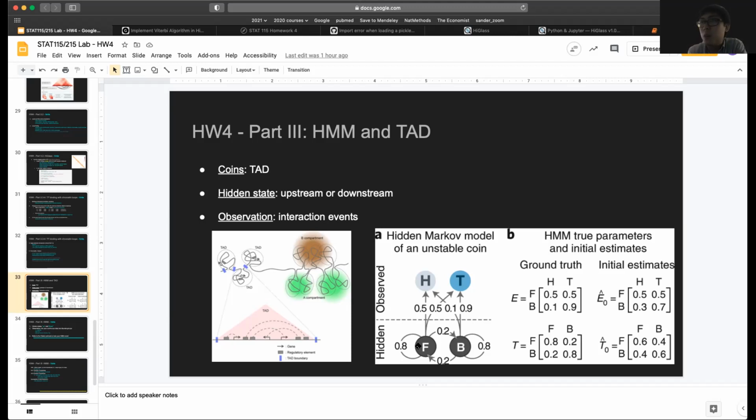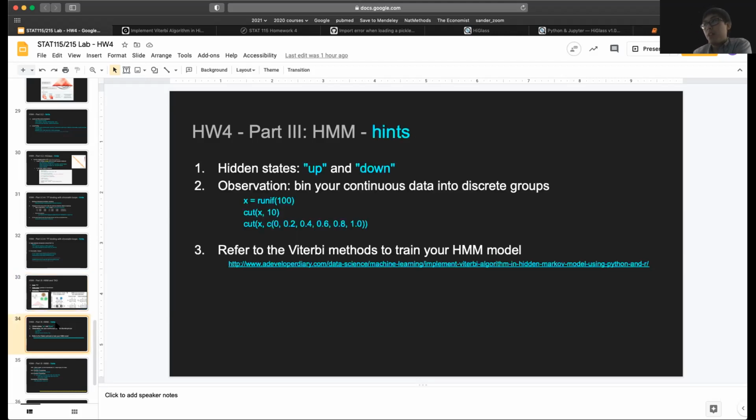We will use the one we talked about during lecture, and in the homework we also attach the link to the template of the code, to the algorithm. Okay, so now imagine we have this system that has two states, up or down.